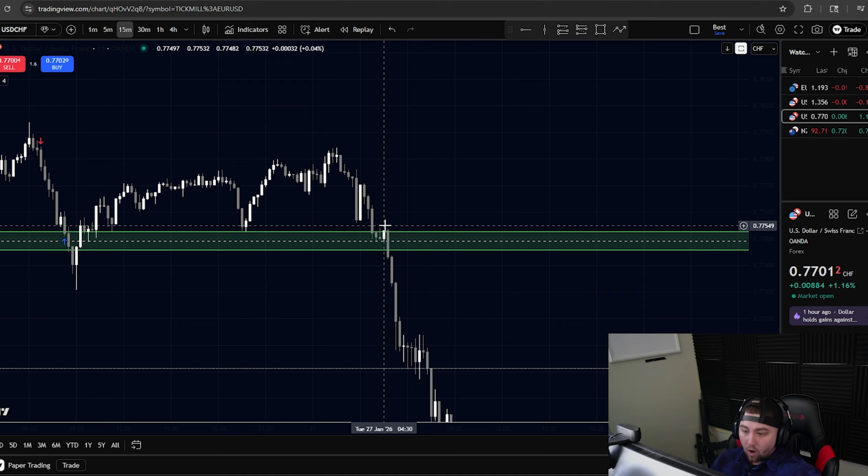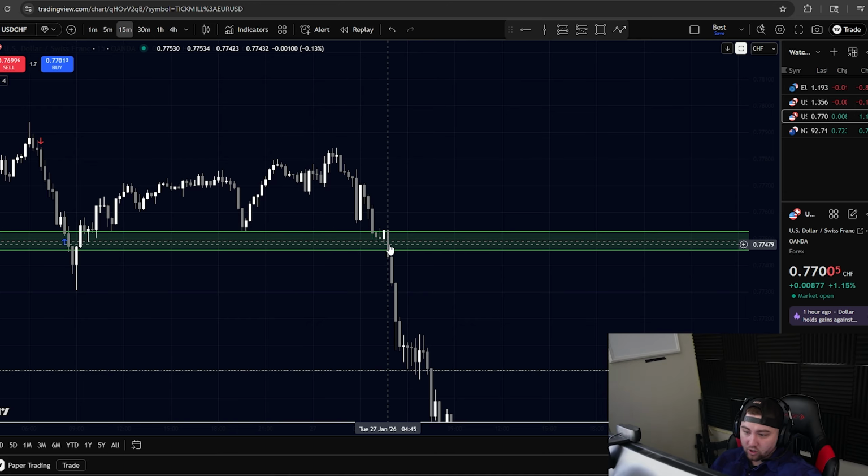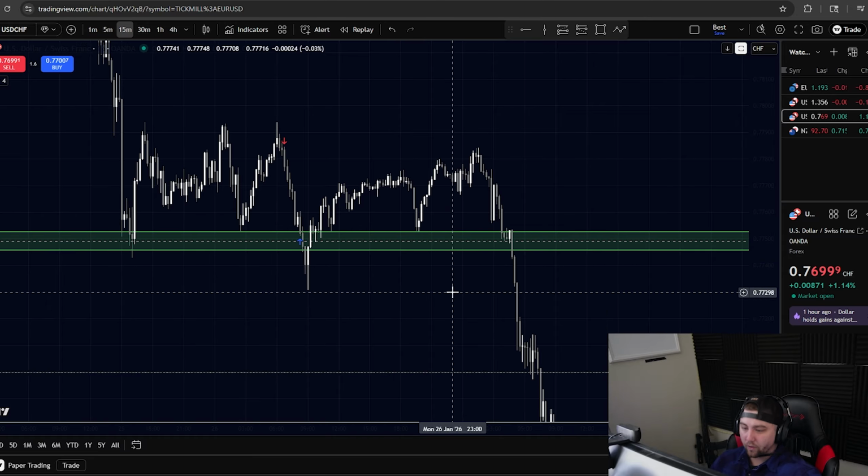So as you can see here, okay, clear bullish or bearish engulfing candle, and then I sold, I think, like halfway through this candle.